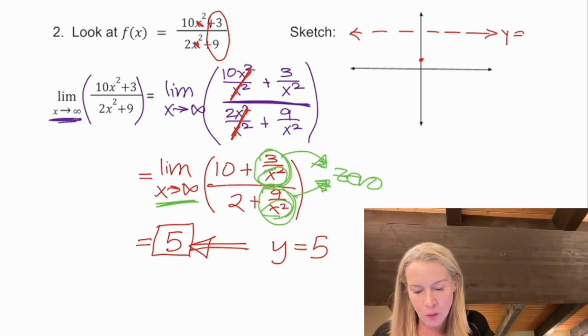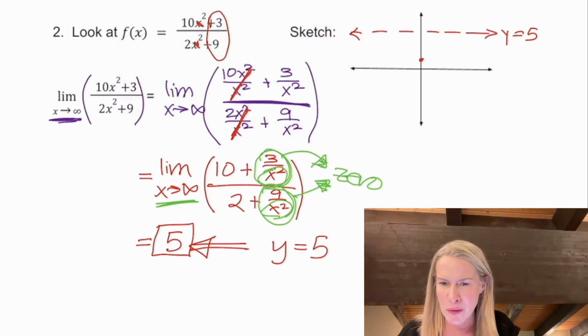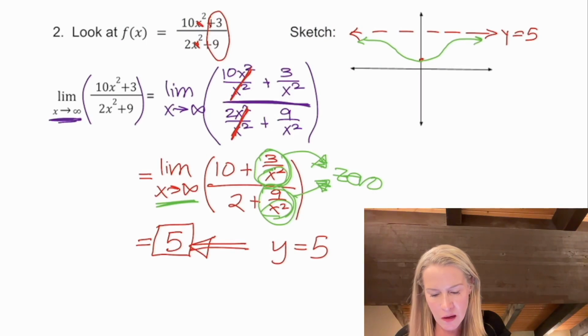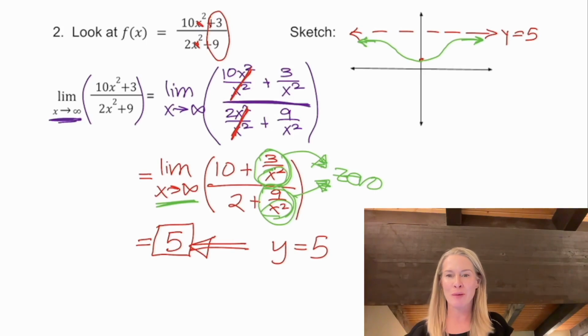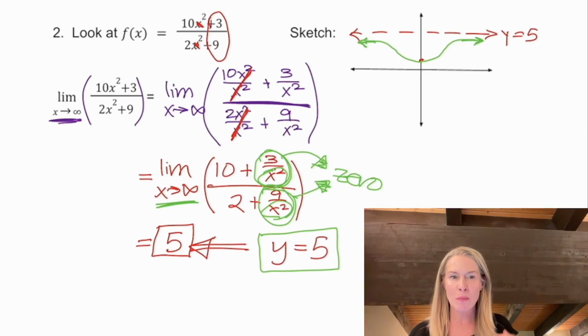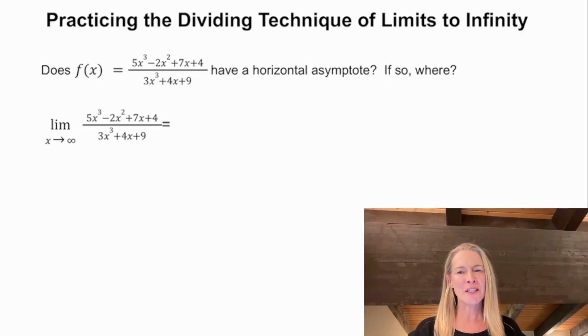That's y equals 5. Now there's lots of other stuff that you would have to figure out to know the exact shape of the graph, but it looks something like this, where we have, and again, not a great graph, but we're showing we have asymptotic behavior both off towards positive infinity and towards negative infinity. But all in all, we found that we have a horizontal asymptote because we looked at the limit as x goes to infinity. So let's look at a few more examples of the dividing technique.